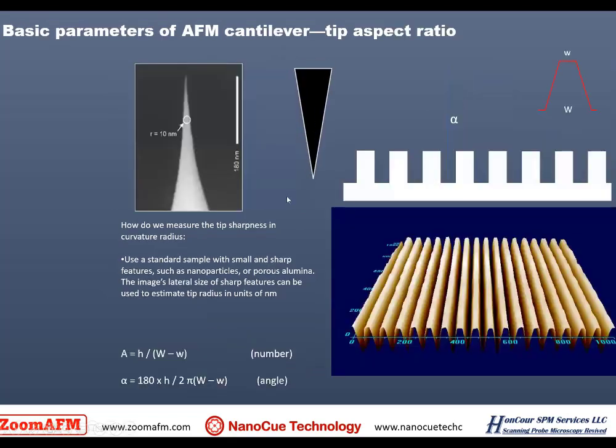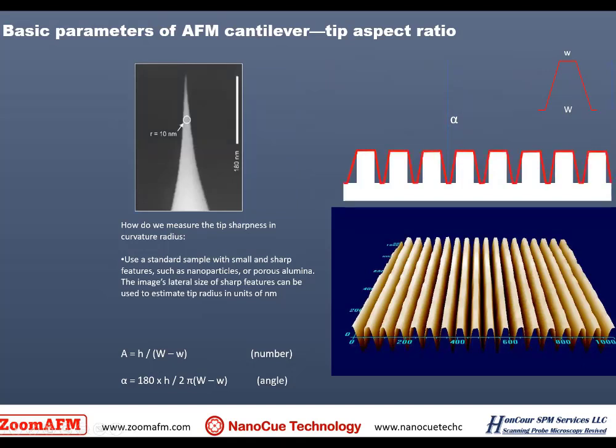This is an animation that shows how important the aspect ratio is. When you image something that has a steep hole or a steep trench, you need to have a cantilever that has a very tall aspect ratio. A tall aspect ratio allows you to reach the bottom of this trench. And remember that if your tip is too thick, you do not reach the full bottom of this structure. So it's important that you have the aspect ratio as an indication or measurement of your cantilever tip.